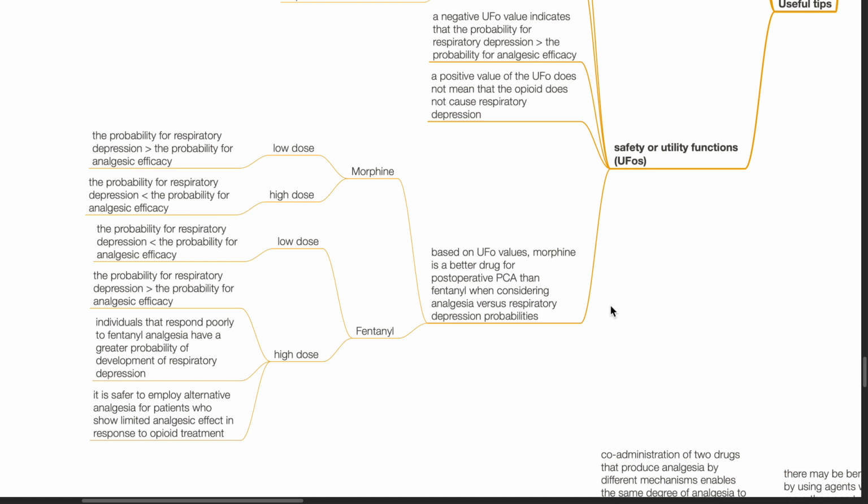Individuals that respond poorly to fentanyl analgesia have a greater probability of development of respiratory depression. It is thus safer to employ alternative analgesics for patients who show limited analgesic effect in response to opioid treatment.